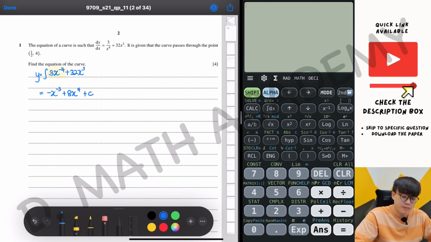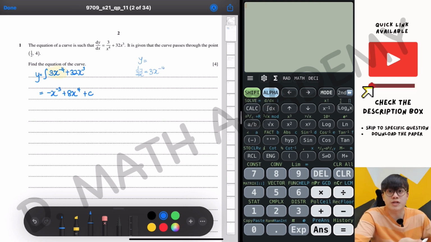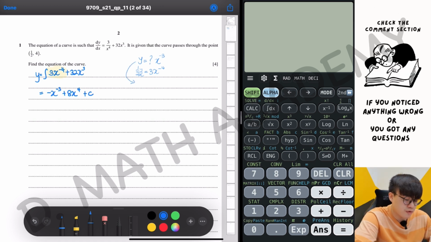So this 3x to the power of negative 4 here, let me write it at the side. I would treat it as my dy/dx. And then when we try to revert the effect of differentiation, the power of x will actually increase by 1. So if negative 4 increased by 1, you actually get negative 3. Just put an unknown at the front and you can proceed with the next step, which is to differentiate what you have here. You actually get negative 3 unknown, x to the power of negative 4.